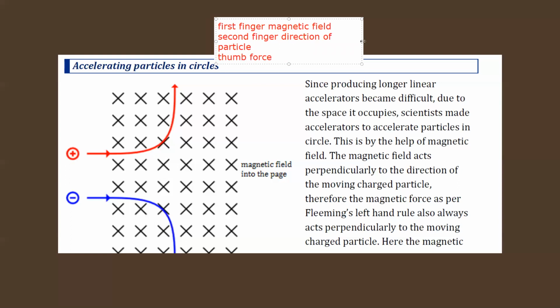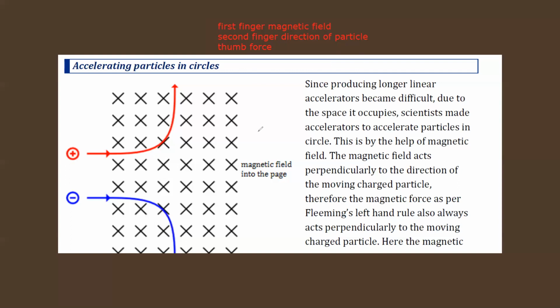So in this case, as you apply the rule, the first finger should point into the page, and the second represents the direction in which the particle is moving. You can see clearly the thumb is pointing up here, so the direction of force is up. This force causes the rotation, so the object will move in a circular path. It's easy to just apply the rule, because sometimes you don't know the particle. If it follows the left hand rule, it means it is a positive particle. If it does not follow the left hand rule, it means it is a negative particle.